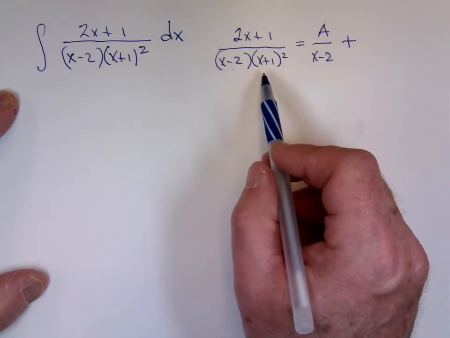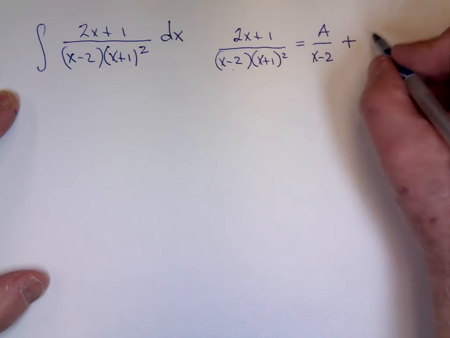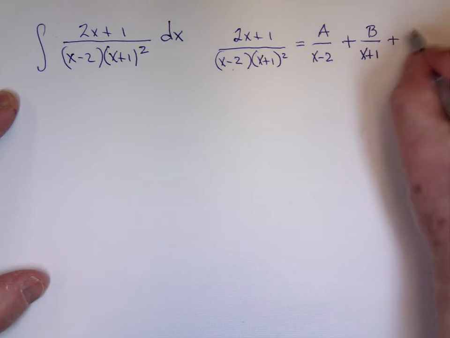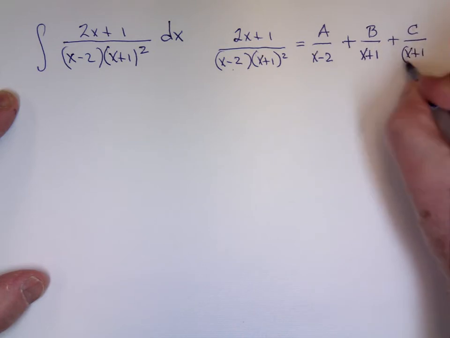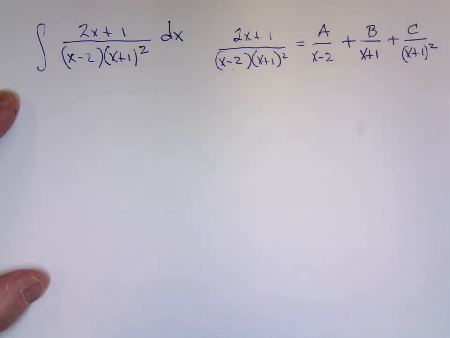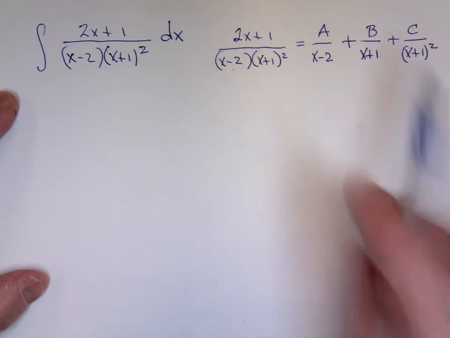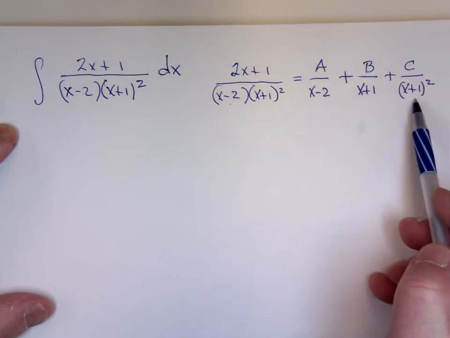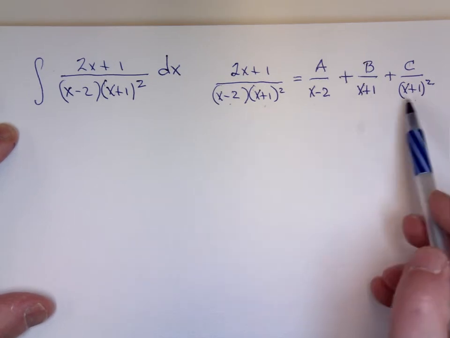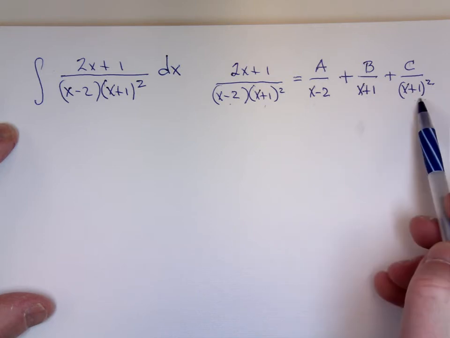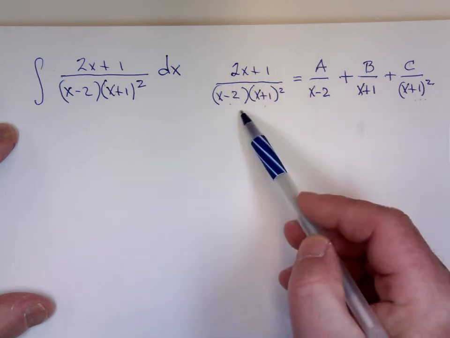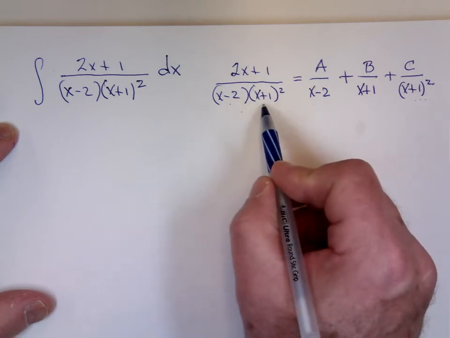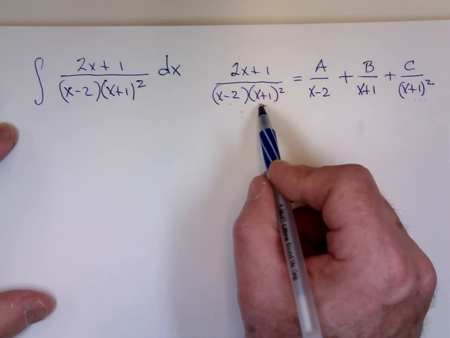I have to take into account the possibility that we had an x plus 1 and an x plus 1 squared. Okay? In order to generate all the possibilities, I have to have an x plus 1 and an x plus 1 squared. If I don't have them both, I don't generate all the possibilities over here. So if you've got a repeated linear factor like this, you're going to have to start with the x plus 1 and then go to the x plus 1 squared.